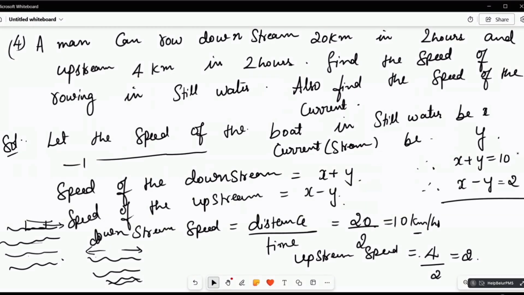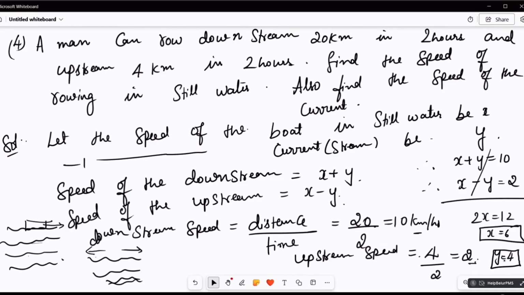Now in the upstream, it goes like 4 kilometers in 2 hours. So 4 by 2, that is 2. So that is equal to x minus y. So x minus y is equal to 2. So if you simplify, 2x is equal to 12, x is equal to 6. So what is x? It is the speed of the boat. So speed of the boat will be 6. So what will be y? Y is equal to 4 here. So the speed of the stream will be 4.